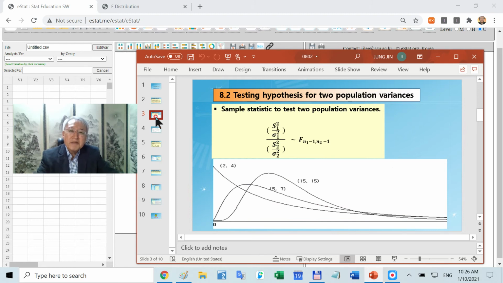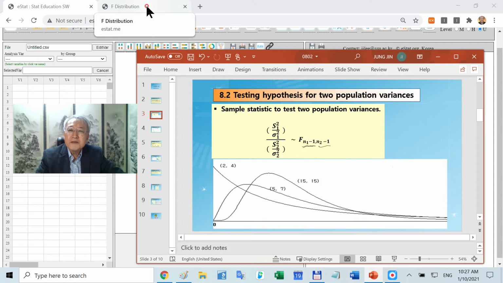Well, we need a sample statistic to test whether two population variances are equal or not. Here's a sample statistic. I think you have not seen this before. Sigma 1 square, sigma 2 square are assumed to be known. Then it is the sample variance ratio. It follows an F distribution. The F distribution has two parameters, n1 minus 1 and n2 minus 1. Depending on these parameters, the F distribution may look a little different, but in general, it is a skewed distribution.